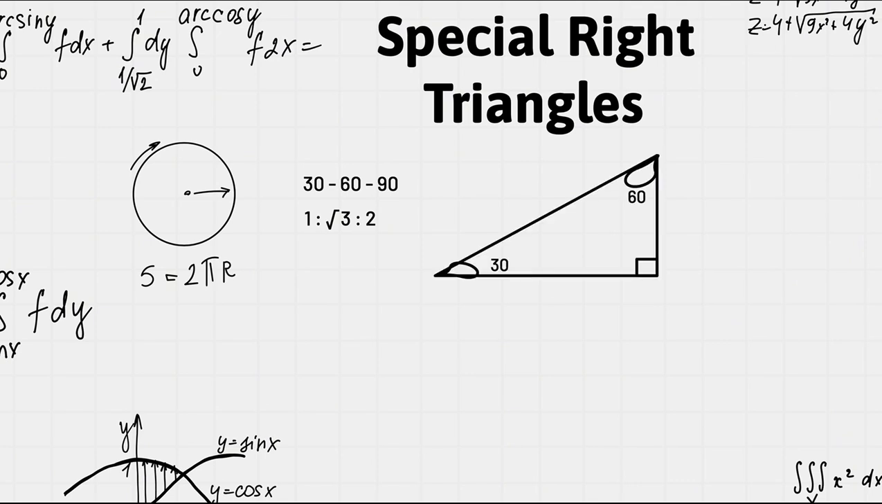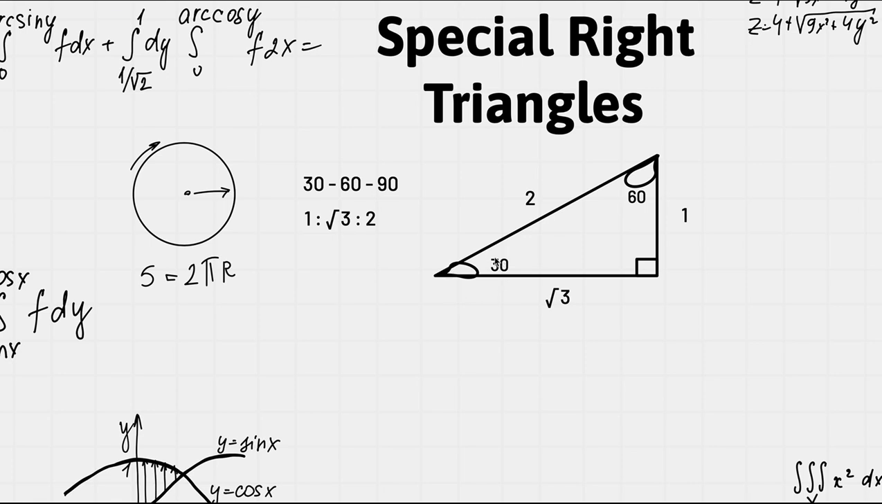We have our 30 degrees right here, our 60 degrees right here, and our 90 right here. When it comes to this side, this is going to be our 1. This side on the bottom is going to be our square root 3. And this side up here, the hypotenuse, is going to be 2.